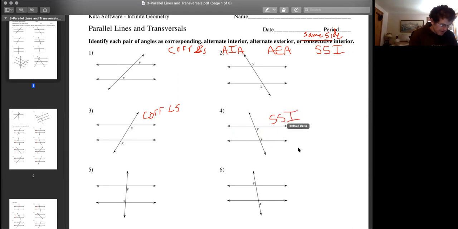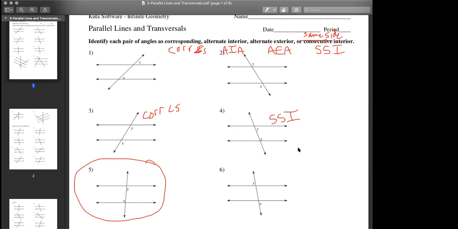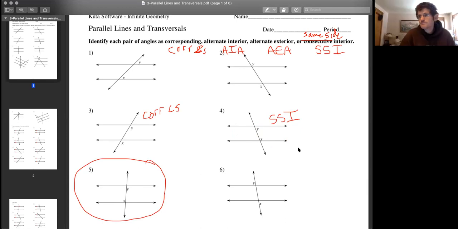All right, we'll do 5. What do we got there? Alternate interior. Okay, everyone agree? Thumbs up if you think that's right. Got a thumbs up there. Okay, getting a few thumbs up. There you go. That just lets me know that everyone's looking at it and thinking about it. Okay, very good.